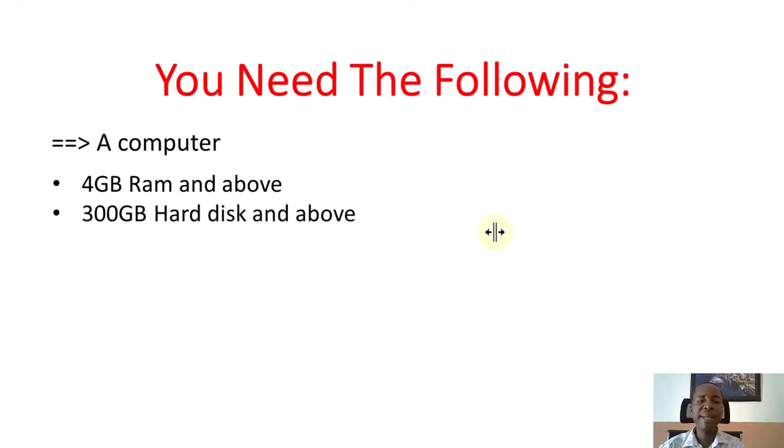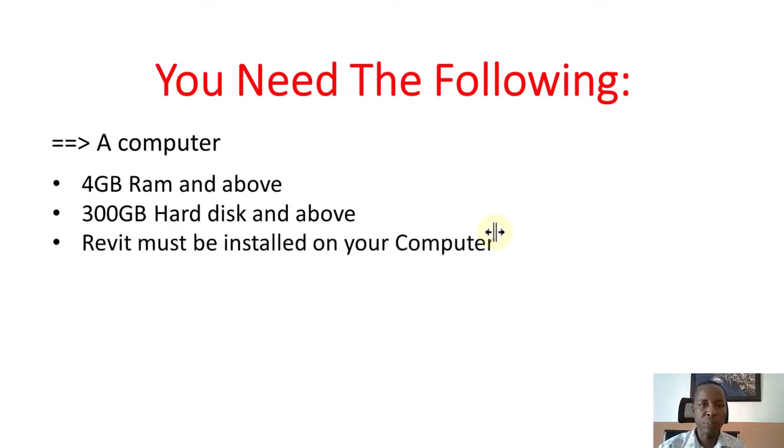Alright, then the hard disk I would recommend is 300 gigabytes and above. If you can get 500 gigabytes, 1 terabyte, that is the best. The higher, the better. And the higher, the more expensive the system will be. And Revit must be installed on that particular computer you want to use.